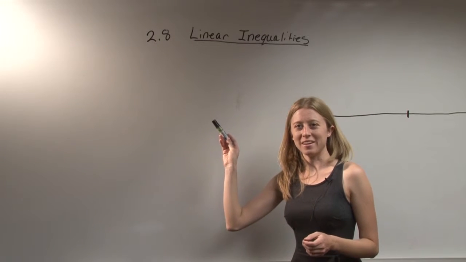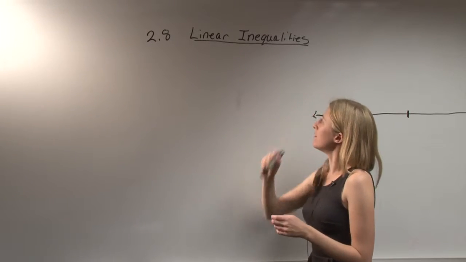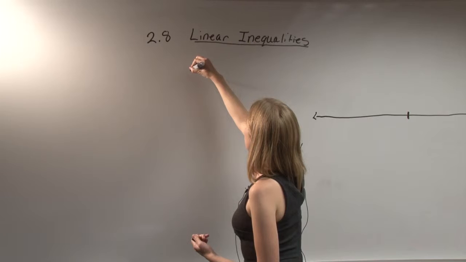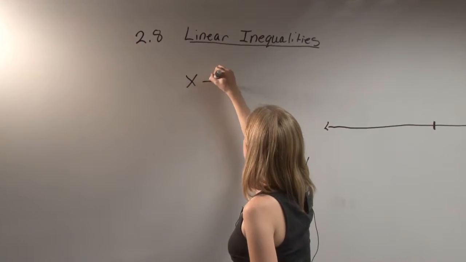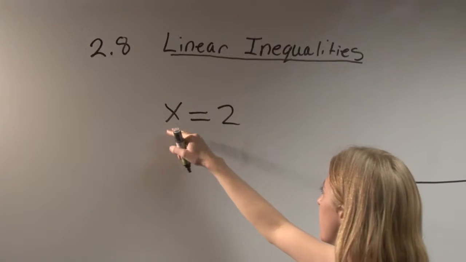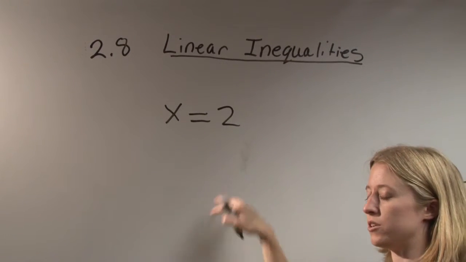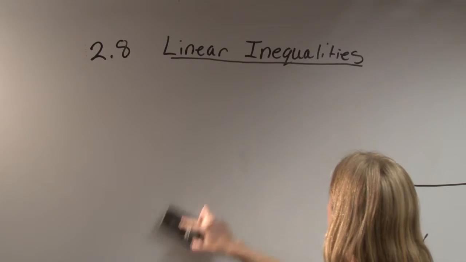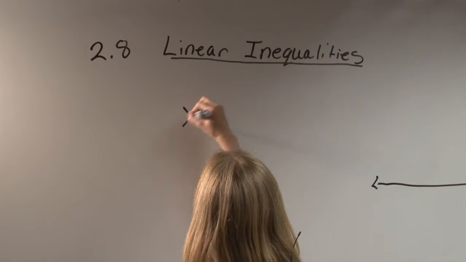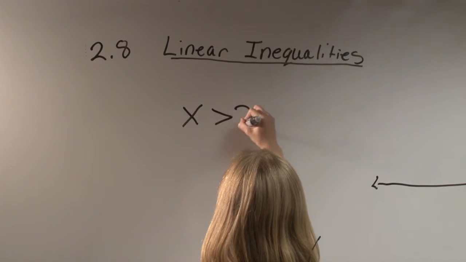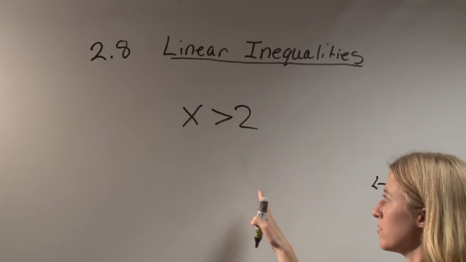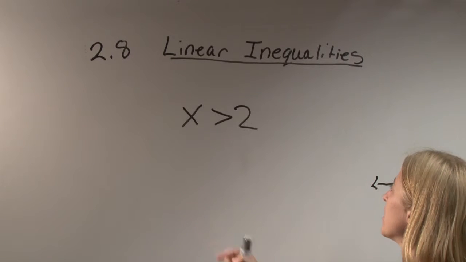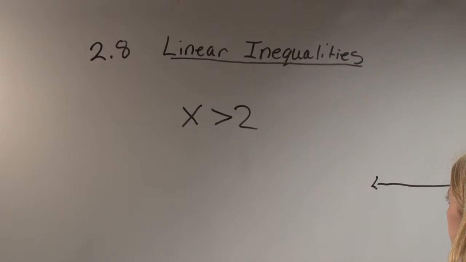Today we're covering 2.8, which is linear inequalities. In the previous chapter, we talked about linear equations. A basic one might be x equals 2, where they generally have a solution, which is a number. But inequalities, which we're going to talk about today, have a solution set. For example, if I look at x is greater than 2, there are multiple numbers that fulfill that. X could be 3, it could be 4, it could be 100. That's referred to as a solution set.